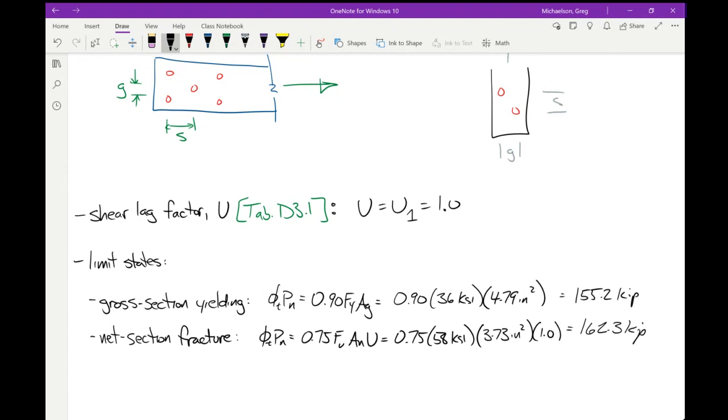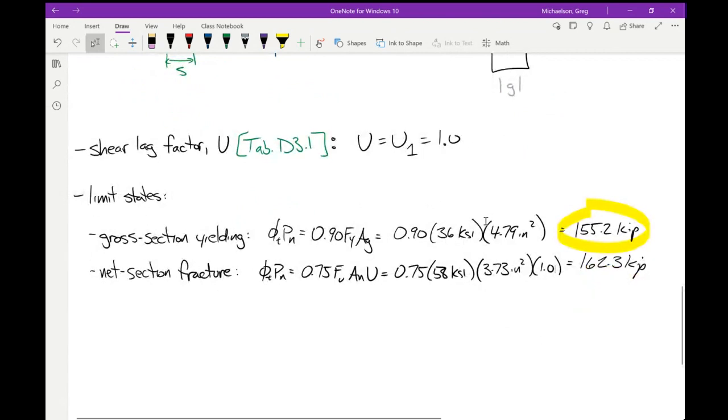For fracture. So yeah, it seems cruel that after all that unfolding of plates and weird stagger factors, in the end it didn't govern, because which is the one that matters? That's the one that matters. Whenever you're assessing multiple limit states, what's the capacity? The capacity is the limit state that yields the lowest value. So between 155 kips and 162 kips, if I'm yanking on that member, what am I going to hit first? I'm going to hit 155. Therefore, our design strength is 155.2 kips.